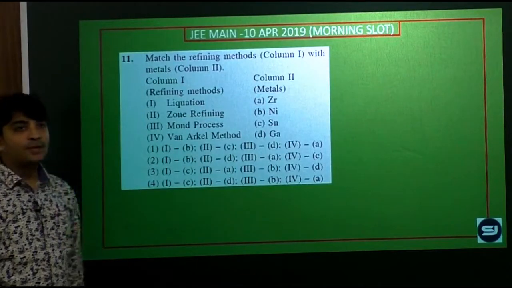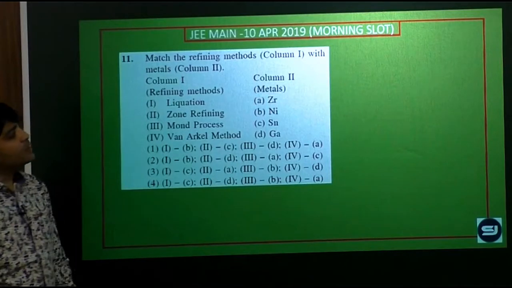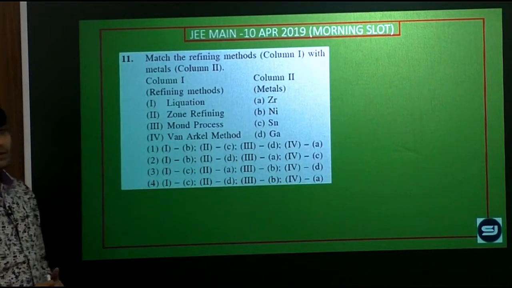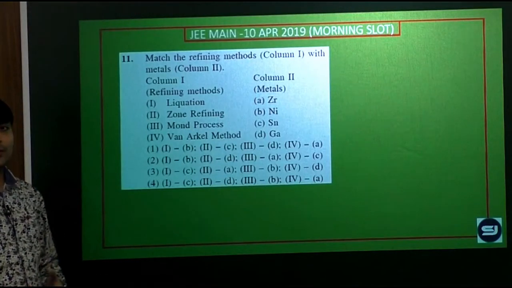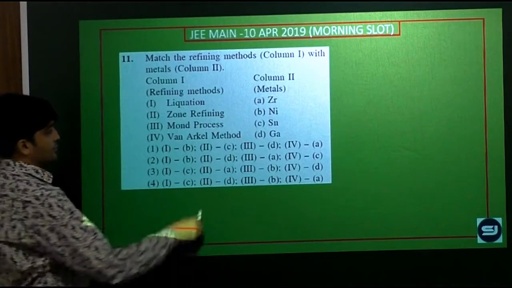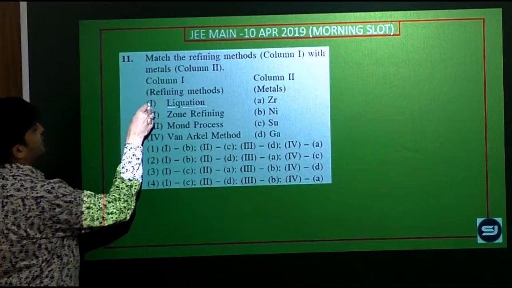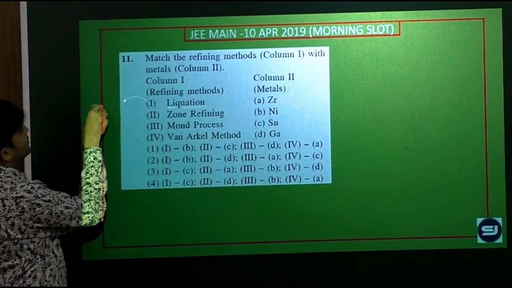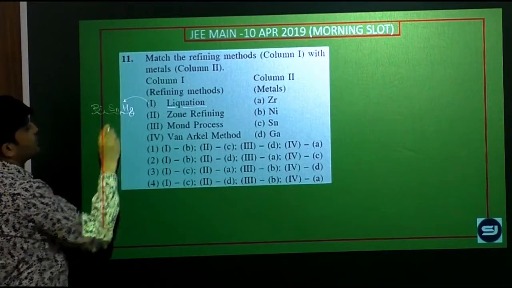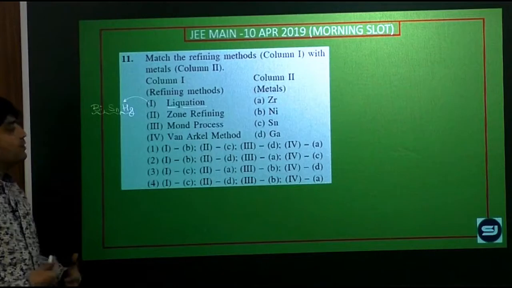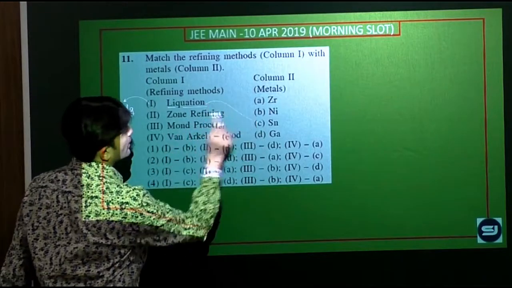Next is a question from metallurgy, a very simple question, a factual question. Match the refining methods in column 1 with the metals in column 2. Column 1 is a refining method and column 2 is a metal corresponding to the refining process. First is liquefaction. Now, the liquefaction process is used for bismuth, tin, mercury. These are the three common metals which are refined by liquefaction. So liquefaction goes with tin, that's C.